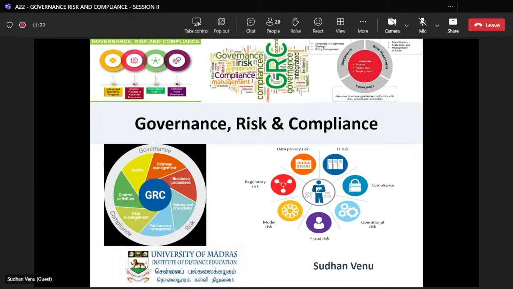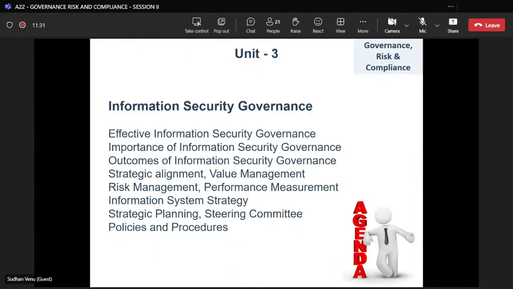So in order to continue, I'm going to take care of the third and fourth units in today's session. The third unit is governance with respect to information security. That is what we are going to see today.